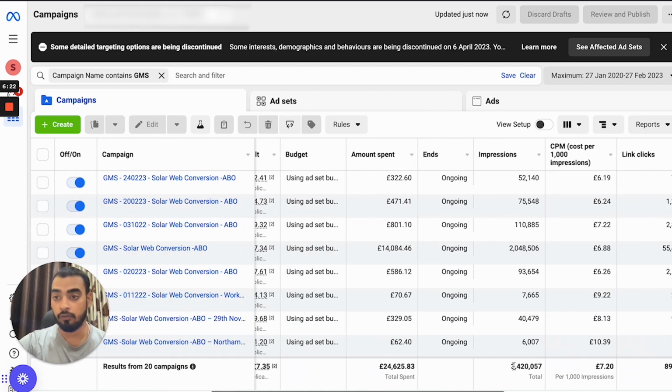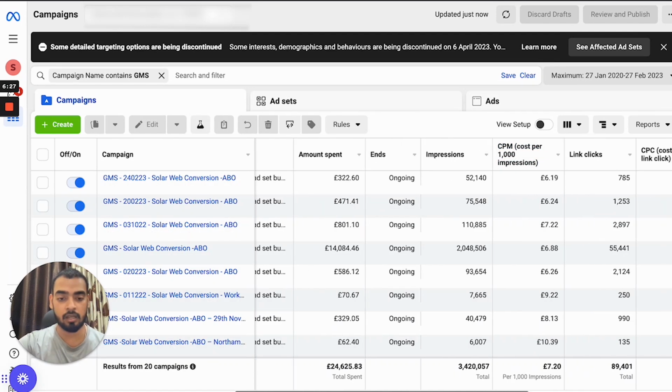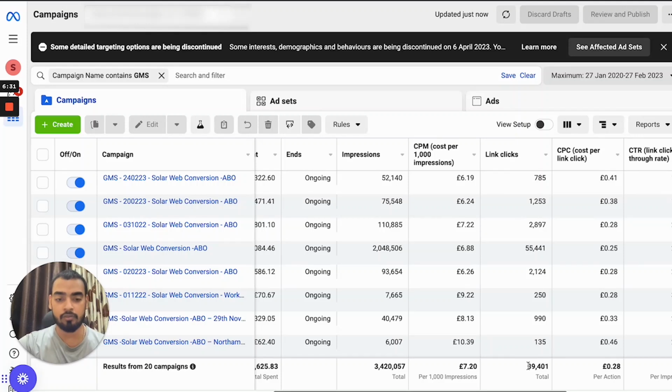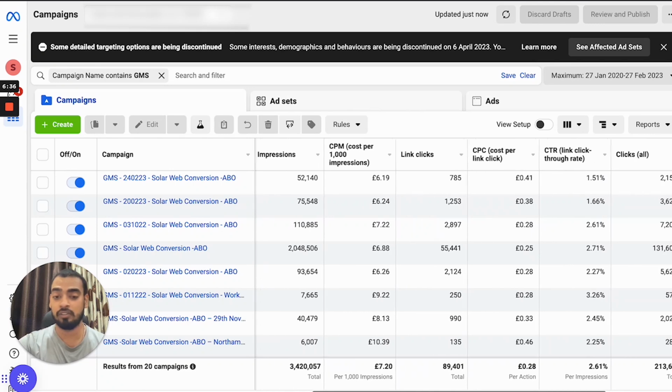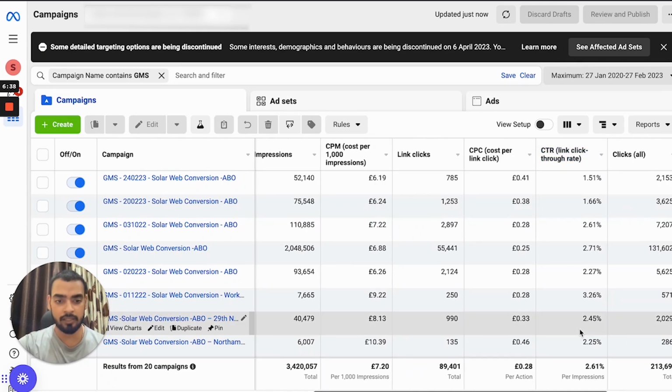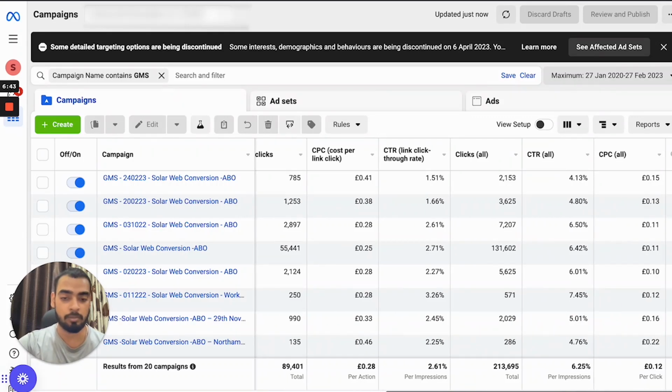Impressions are probably 3.4 million. Cost per 1,000 impressions, which is CPM, is £7. Link clicks are 89,401, and CPC is 0.28, which is, I would say, very low. Click-through rate is 2.61. Total number of clicks, CTR, CPC, all.